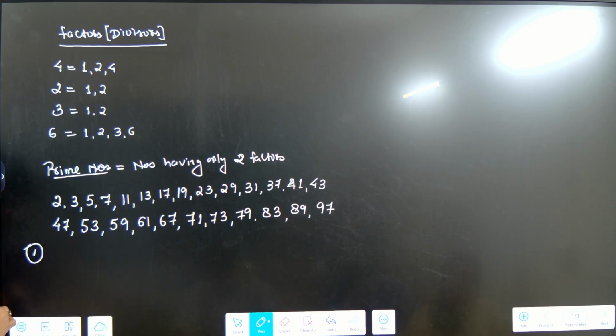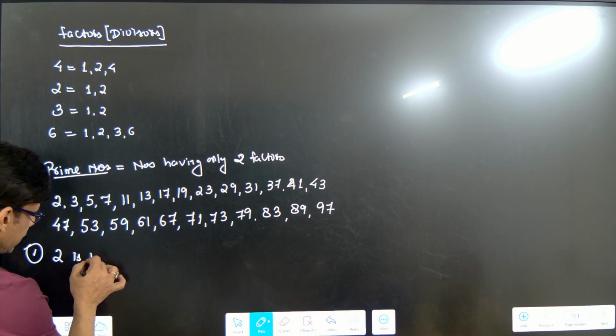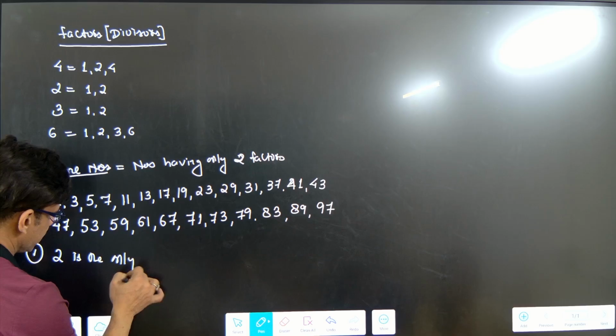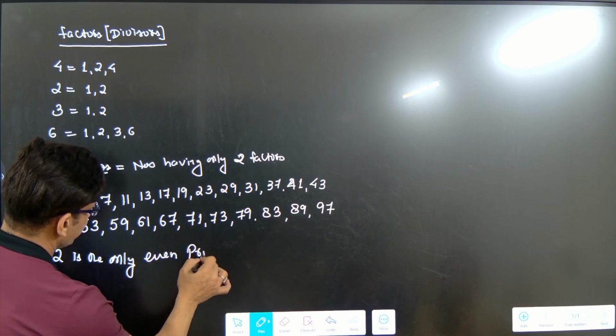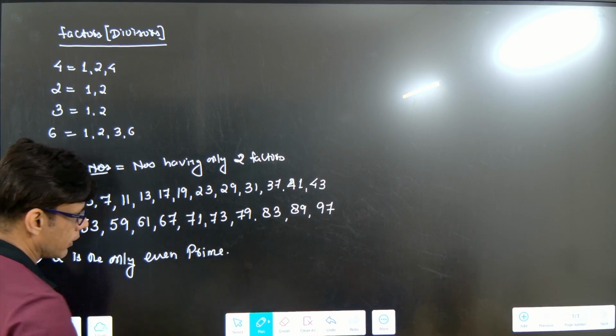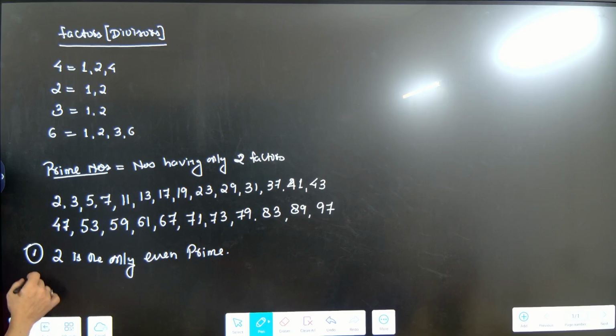Important thing. First, 2 is the even prime. There is no other even number which is also prime. 2 is the only even prime.